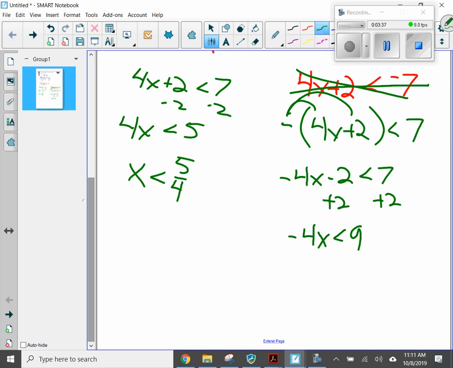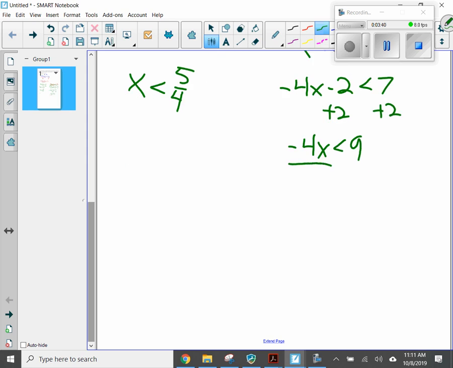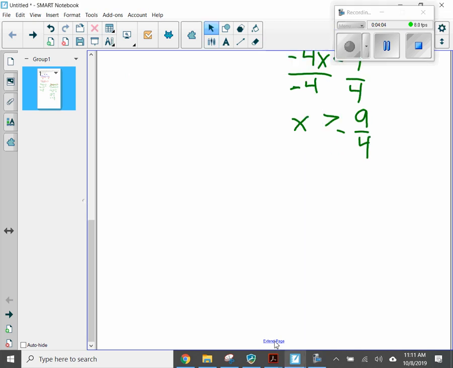But now I'm going to divide by negative 4. And I get x on this side, and I get 9/4 on that side. But because I divided by the negative over here, I have to flip the inequality sign. Yeah, that's what I meant right there. Yeah, negative 4. Okay, so I got my answers here, and now I have to graph it.